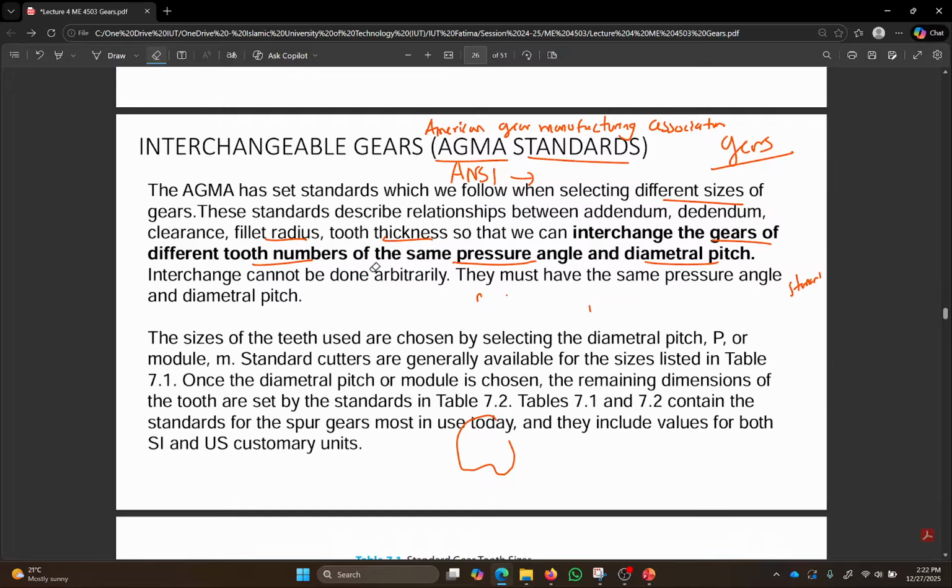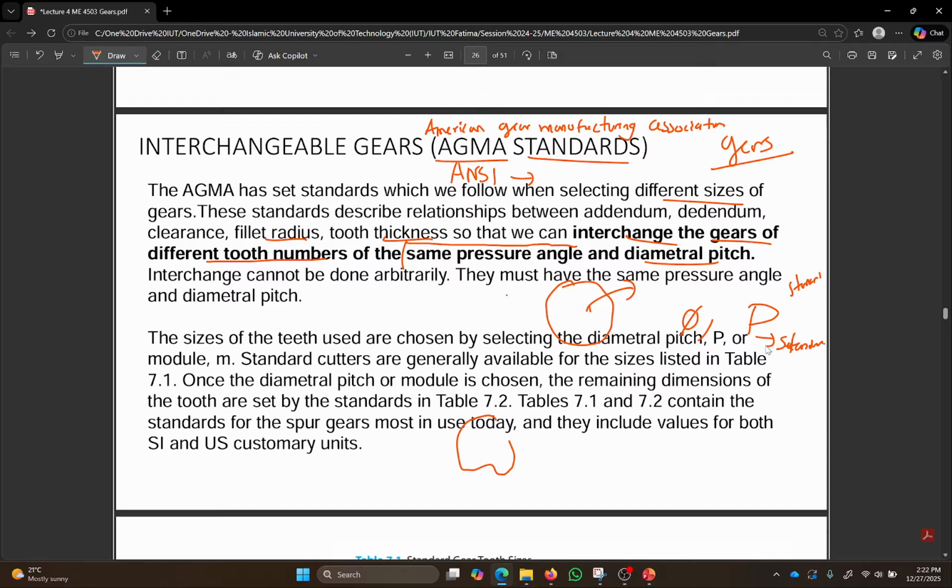Again, I'm repeating: the AGMA and ANSI standards state that if you want to replace one gear and mesh it with another gear, even if they have different pitch circle diameters or different tooth numbers, it's possible. Interchanging gears of different properties is possible as long as they have the same phi and the same diametral pitch, and they are all standard gears.